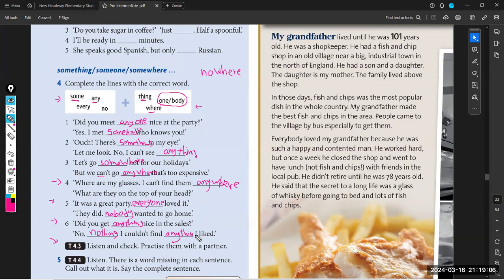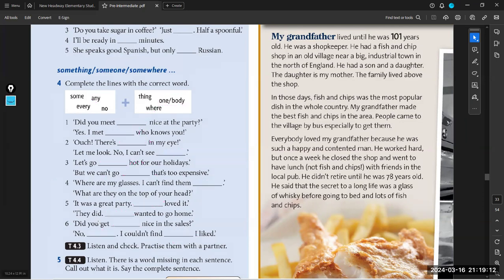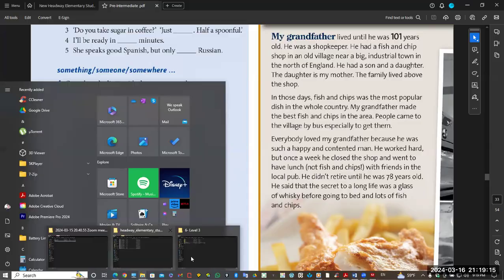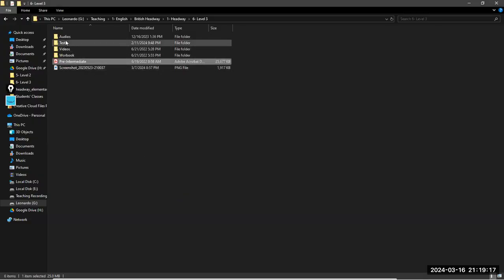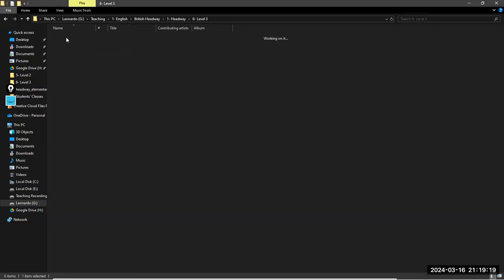So these are your answers. And I think that we have a recording, which is 4.3. Let's listen to the recording and let me check your answers. Maybe you have a certain mistake. This is recording 4 of unit 4.